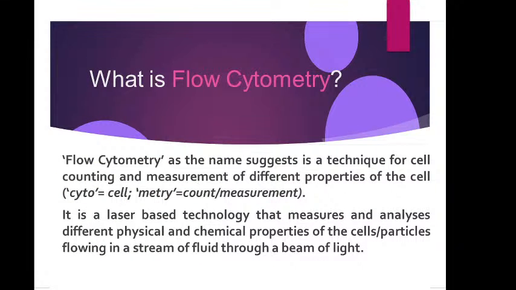So flow cytometry, as the name suggests, is a technique for cell counting and measuring of different properties of the cell. Flow cytometry. Cyto means cell. Metry means count or measure. So in flow cytometry, flow means the cells will be moving continuously, and at that time we have to count the cell as well as measure the properties of the cell.